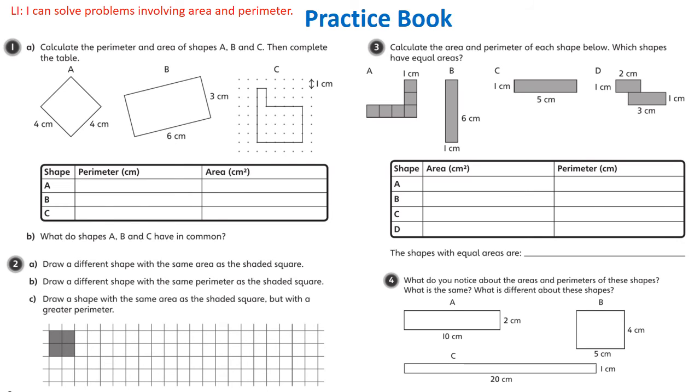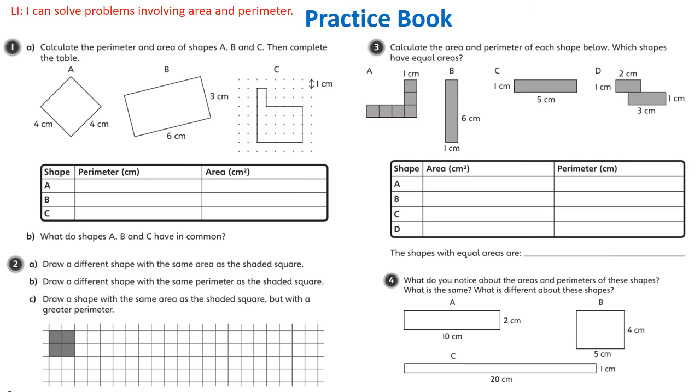Now, C is another compound shape, so you're going to need to split this into 2 rectangles. Find the area of each by counting the squares and timesing them, and then add the 2 together. Remember, when you're finding the perimeter of this one, you're going right the way round the outside of the shape.